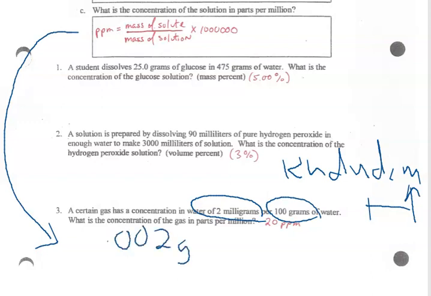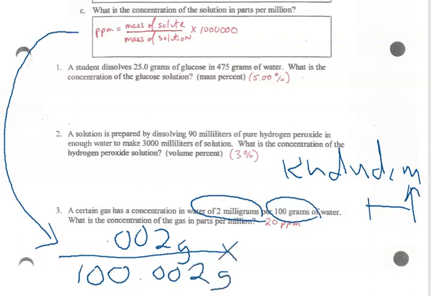It's 0.002 grams, which represents the 2 milligrams, divided by the mass of the solution, which would be the 100 plus the 0.002. It's not going to be that significant, the 0.002, but I'm going to still put it here because if you're asked about a setup, you want to make sure you do everything perfect. So it's 100.002 grams now times 1,000,000. When you plug this in the calculator, you're going to get an answer of 20 parts per million.